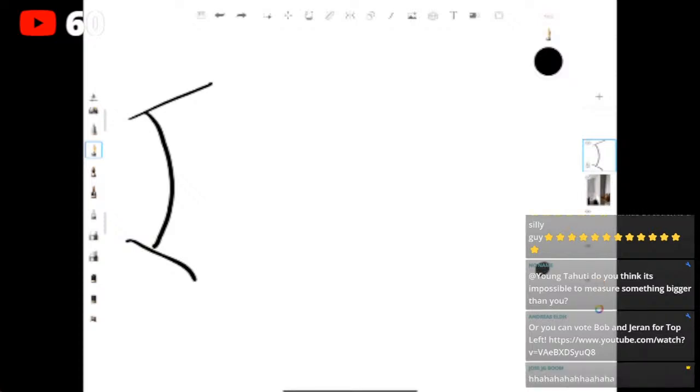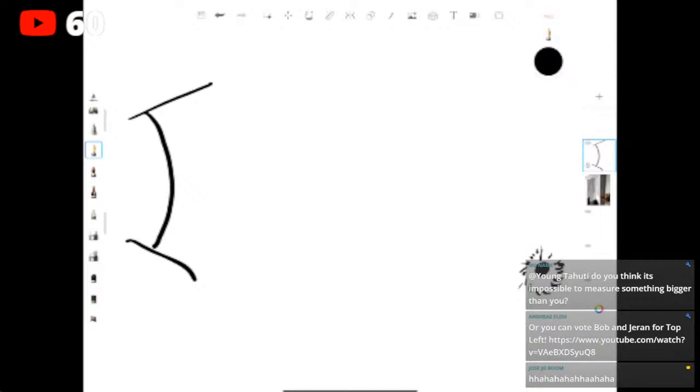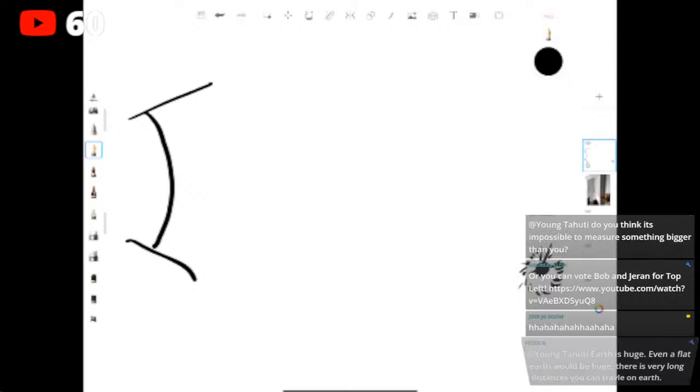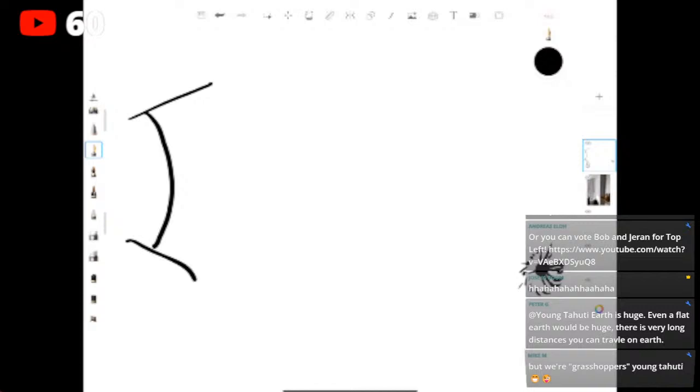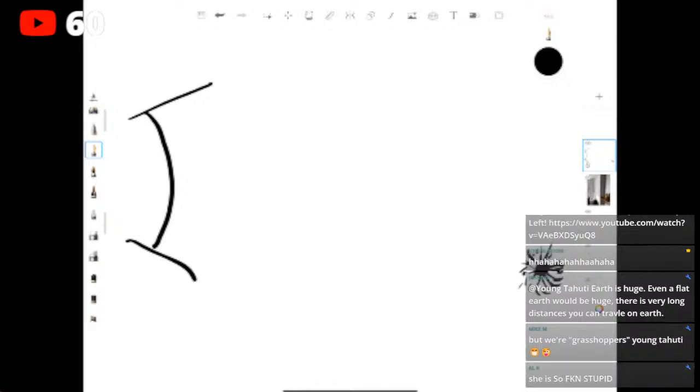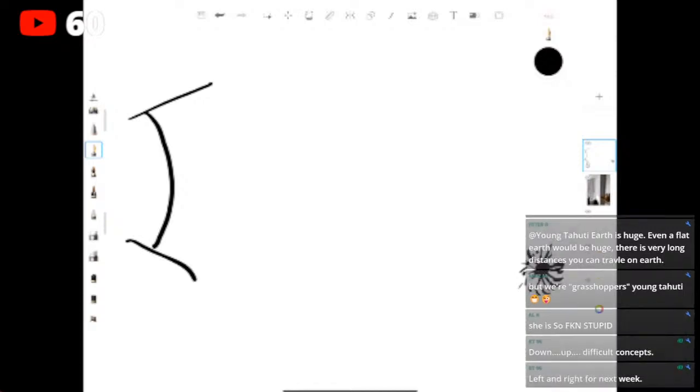Okay. So how about this? How about I have this object and it emits photons in every single direction. How about that? Yeah. Can we agree that this emits and bounces light in every single direction? Yes or no? Yeah. Awesome.